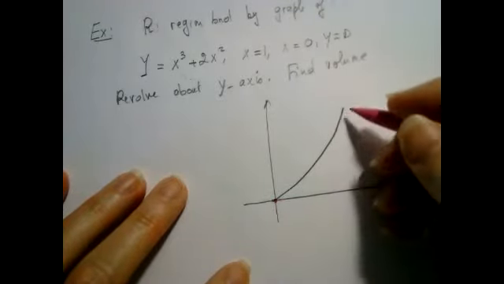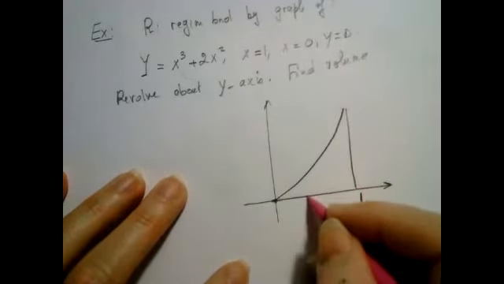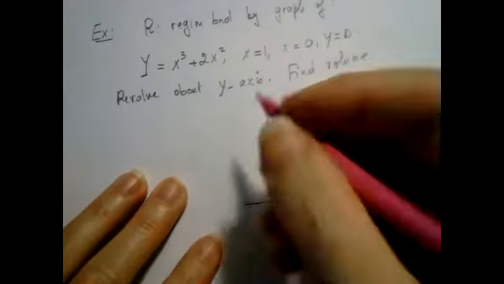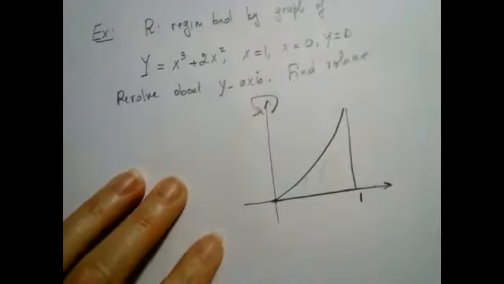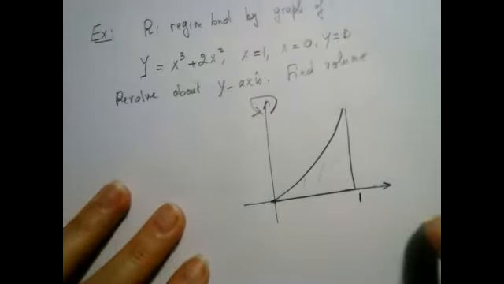X equals 0, x equal to 1, and the x-axis. So this is my region, and I'm going to rotate it around the y-axis. And the question is find the value. Okay, so let's remember something.